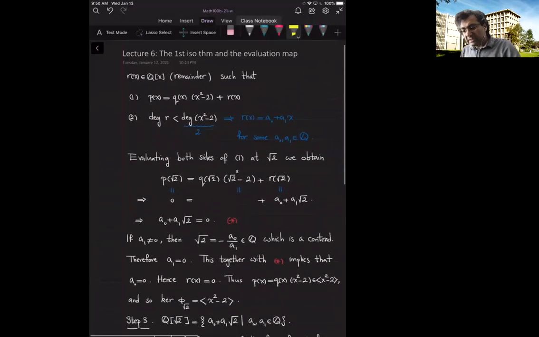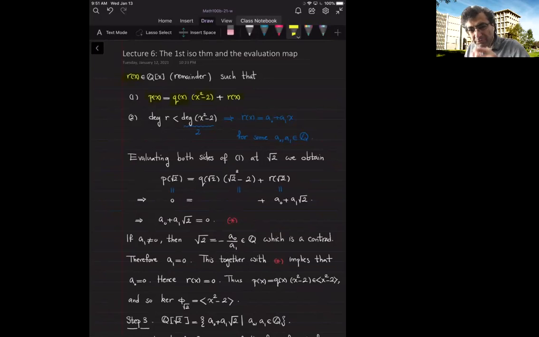So we have a quotient and a remainder r, and our goal is to show that r is indeed 0. Okay, so what does being a quotient and remainder mean? It means that when I use the quotient multiplied by x squared minus 2 and add the remainder, I get back the polynomial that I started with. So my polynomial p is the quotient times x squared minus 2 plus the remainder.